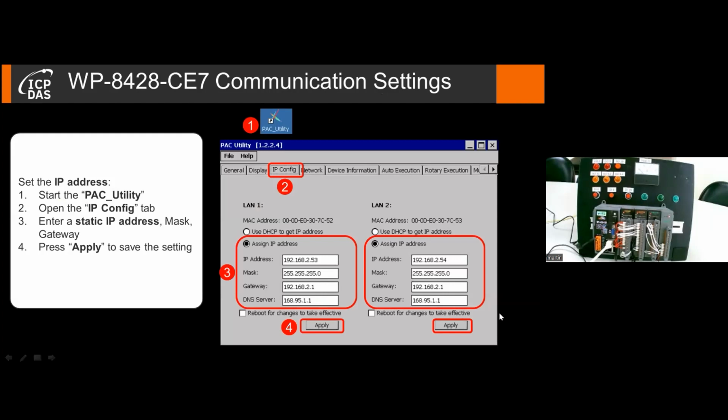Additional communication settings have to be done. Due to time restraints, the setting procedure will not be shown, so just refer to this slide for the configuration procedure. Basically, each WinPAC has a factory-installed PAC utility. Just start the PAC utility, go to the IP config tab, and insert a static IP address, the static IP address of the remote module. Just make sure that the local area network setting is correct. Otherwise, the Workbench will not be able to connect to the remote device.